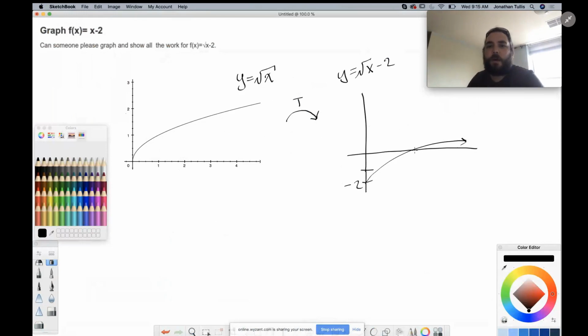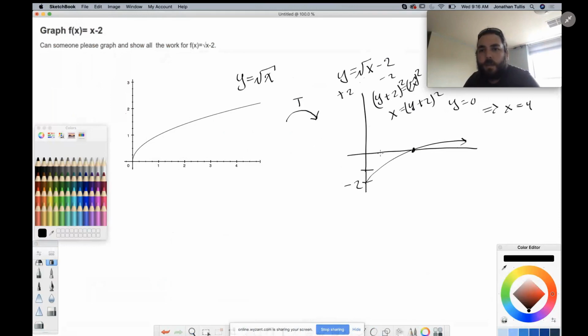And then you can find out where it crosses by setting this equal to 0. If you set this equal to 0, you're going to add 2 to both sides and get y plus 2 is equal to the square root of x. Then you square each side, and you get x is equal to y plus 2 squared. Then you let y equal 0, which implies x is equal to 4. So then this right here is 1, 2, 3, and 4. Okay, so that's how you graph it like that.